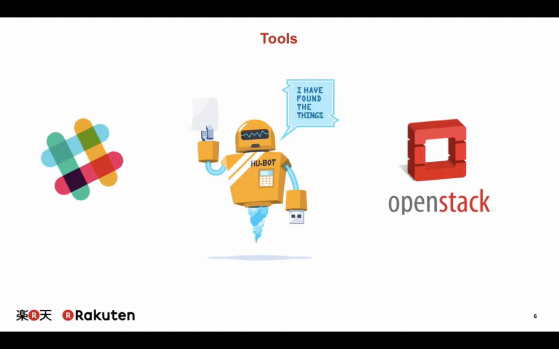The tools I'm using for the demo are, first, Slack. Slack is the messaging software which is very good for team communication. Then there is Hubot. Hubot is the main project, the bot by GitHub, to do all those things. And OpenStack, we all know.